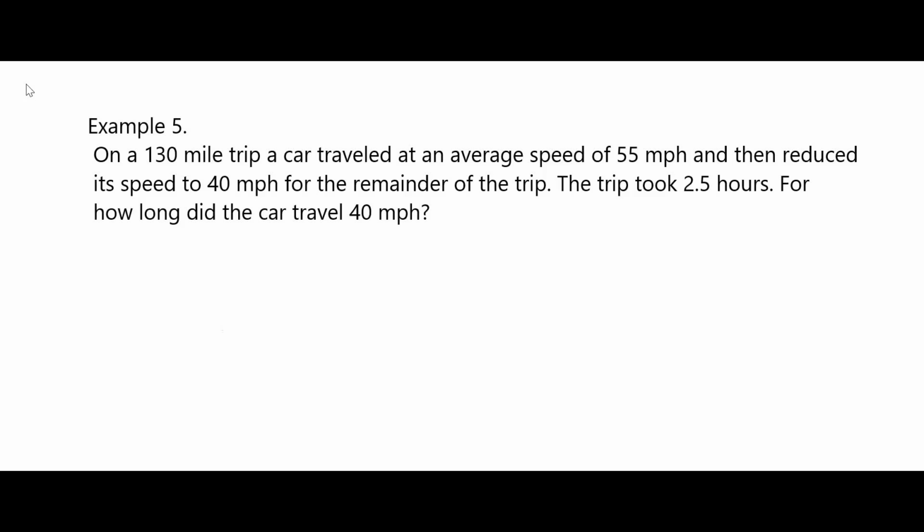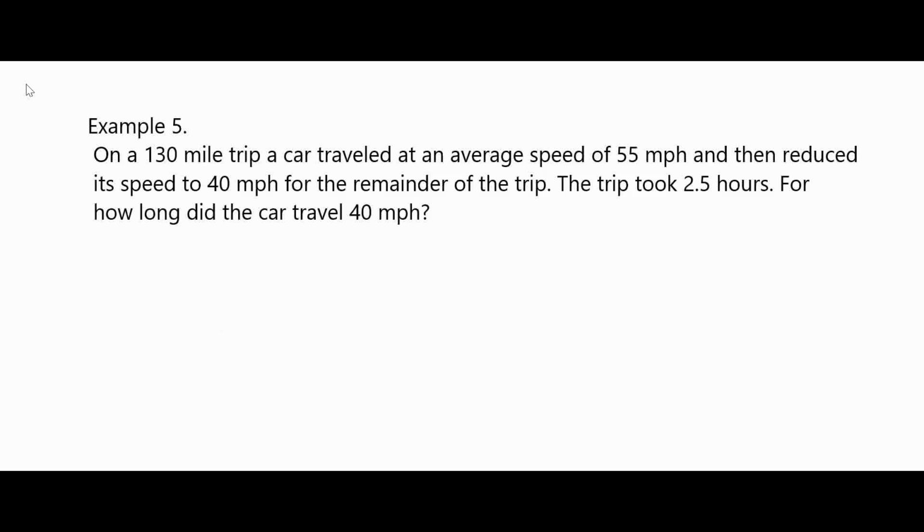Example 5. On a 130-mile trip, a car traveled at an average speed of 55 miles per hour and then reduced its speed to 40 miles per hour for the remainder of the trip. The trip took 2.5 hours. For how long did the car travel at 40 miles per hour?